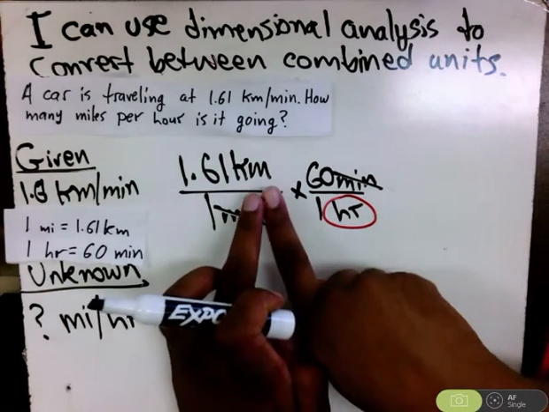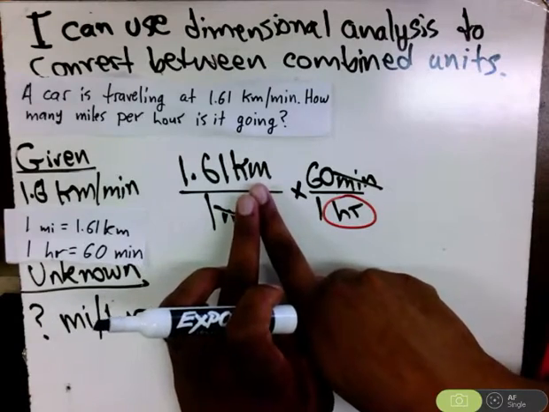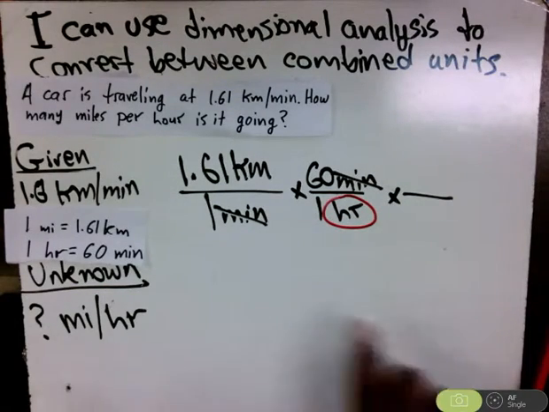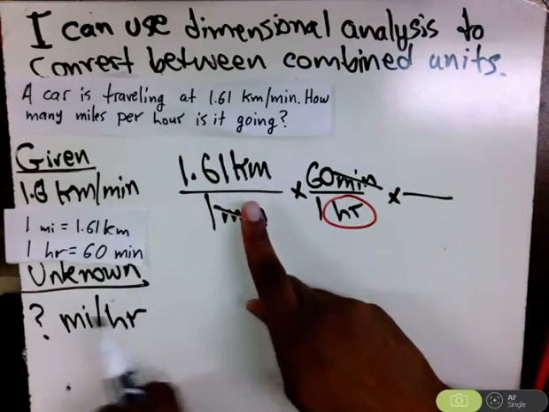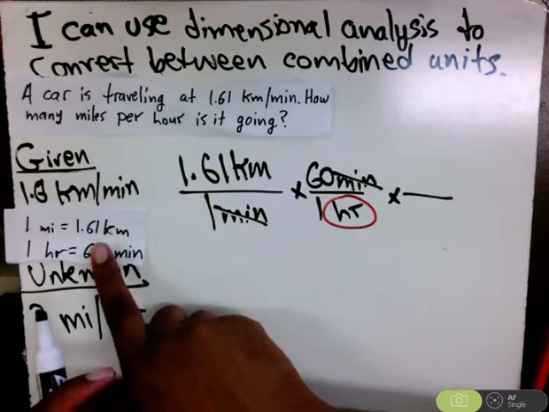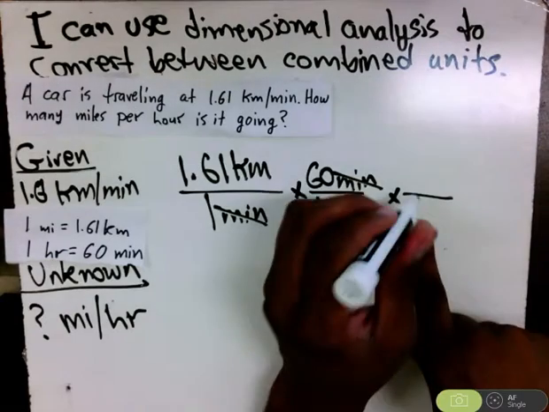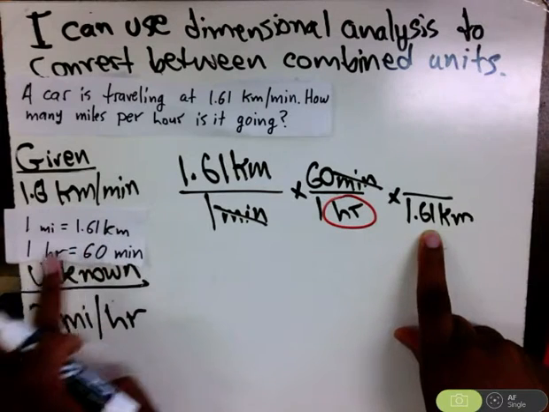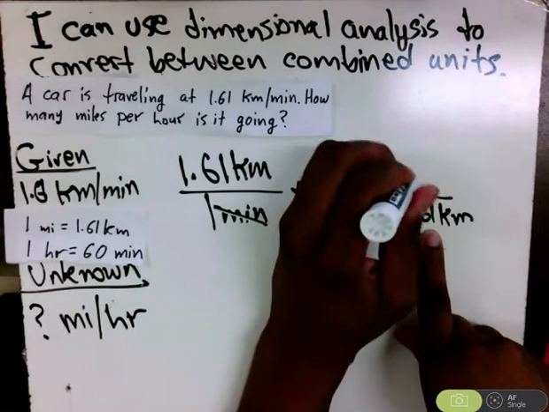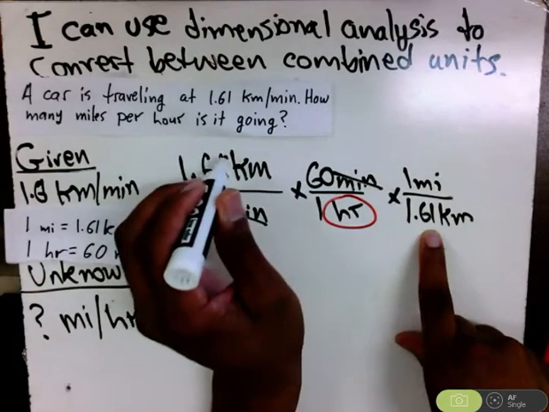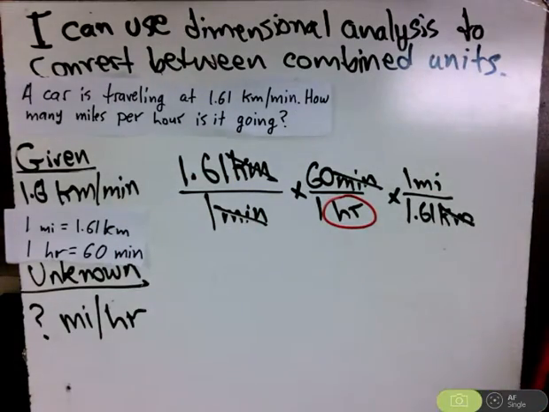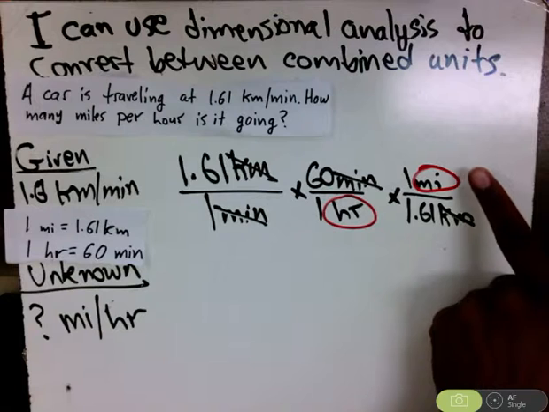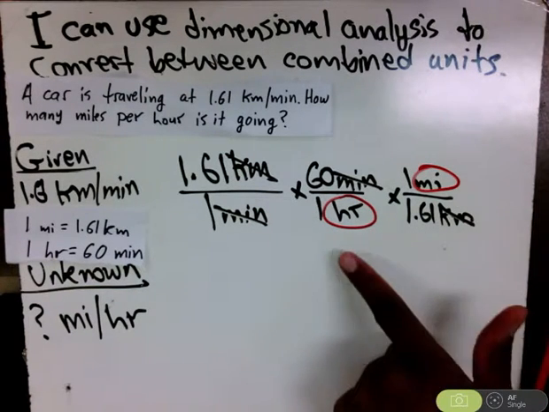But I also want to get this kilometer, and I want to convert it to miles. So I need to multiply by another conversion factor. So 1.61 kilometers, well, that's equal to 1 mile. So what I will do is I will put 1.61 kilometers, which is that right here, on the bottom. I'm going to put 1 mile on top. And that way, my kilometers will cancel out, and I am left with miles. So now I have miles on top, hours on the bottom, miles per hour.